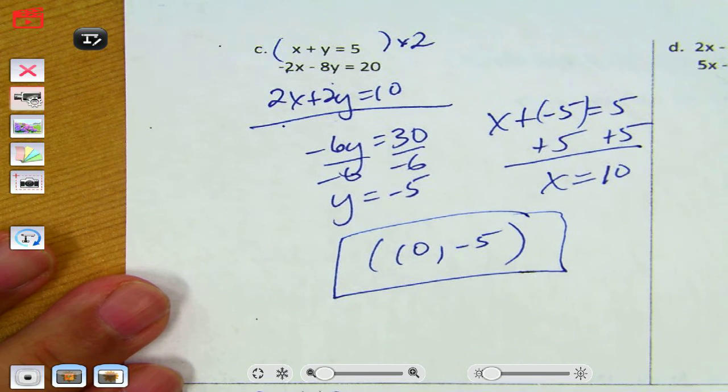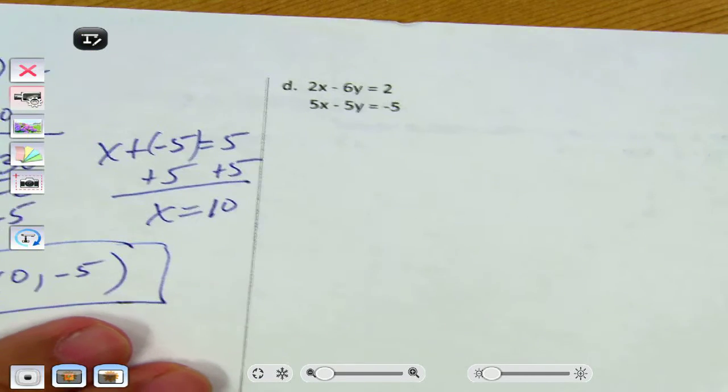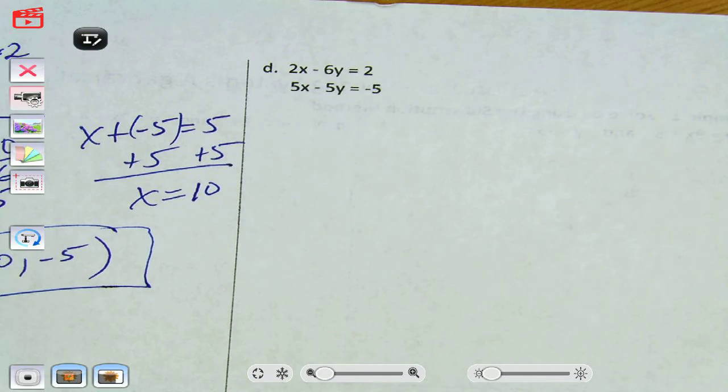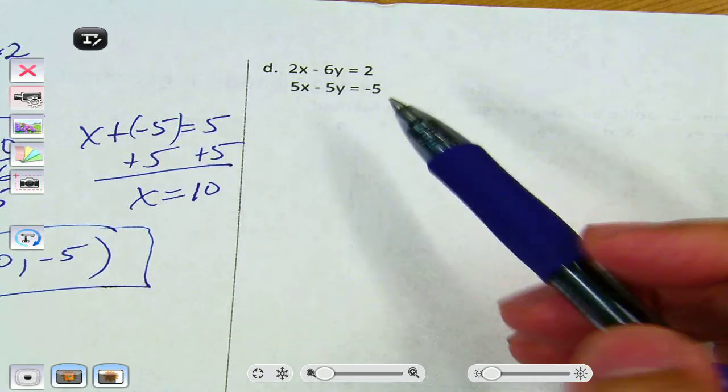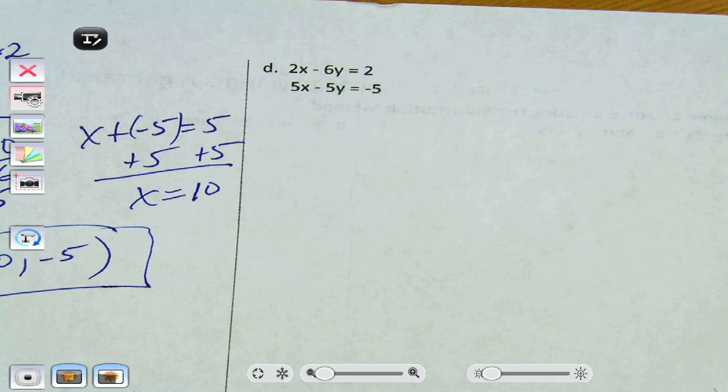Ready for D? D. Okay. So this time, I don't have a variable that's by itself. Both variables are encumbered by another number. So you just pick a variable for me to eliminate. I'll say x. I vote for x. Why is x better? Because 2 is smaller than 6. That's the only thing.